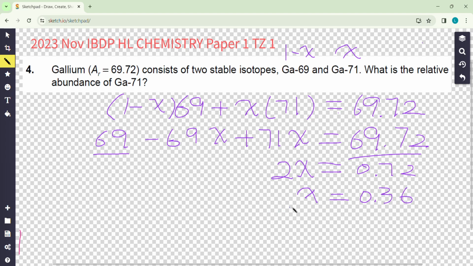So the relative abundance of it will be 36%. So the answer will be A.